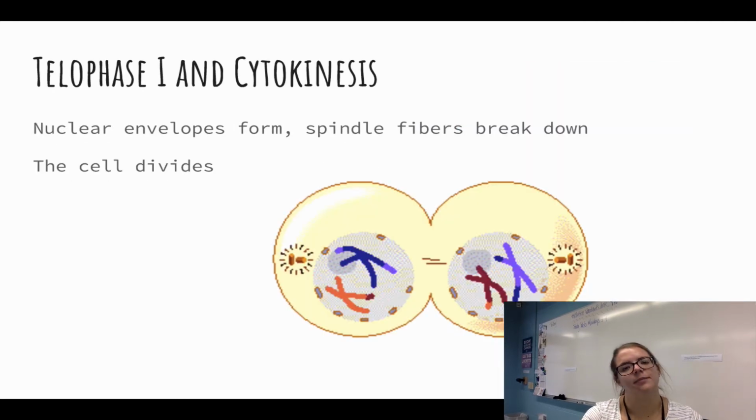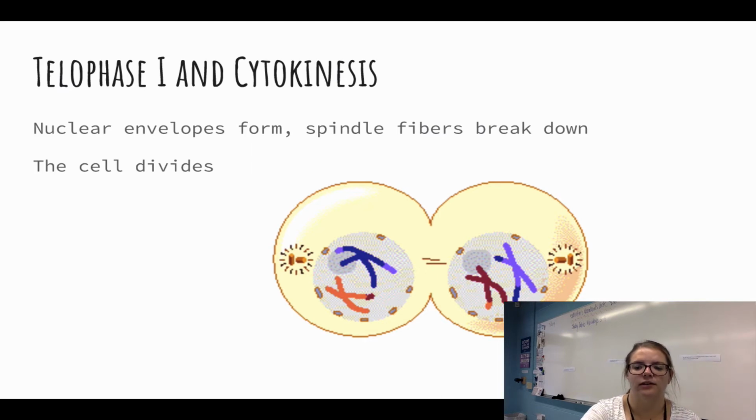And then the last step is called telophase 1, and it combines with cytokinesis. So in telophase 1, it's like the last part of meiosis 1. These chromosomes are completely separated from each other. Those spindle fibers are going to start to break down. You start to have a little bit of a nuclear envelope form. And then cytokinesis is division of the cell. So that cell is going to pinch in half and make 2 cells.